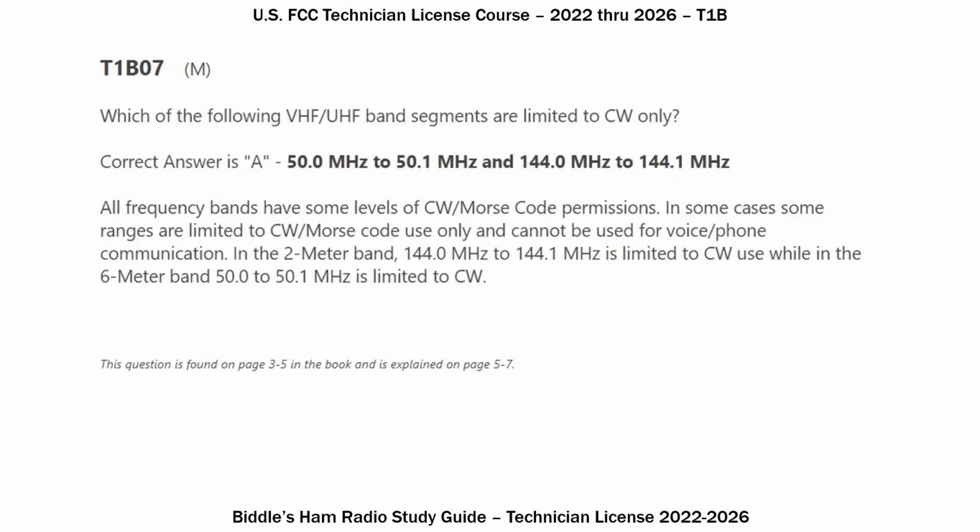All frequency bands have some levels of CW Morse code permissions. In some cases, some ranges are limited to CW Morse code use only and cannot be used for voice or phone communication. In the 2-meter band, 144.0 megahertz to 144.1 megahertz is limited to CW use, while in the 6-meter band, 50.0 megahertz to 50.1 megahertz is limited to CW. On the test, this is going to be the only question like this, where you're asked what limited range you have for CW. So the best thing to do is try and memorize this question.